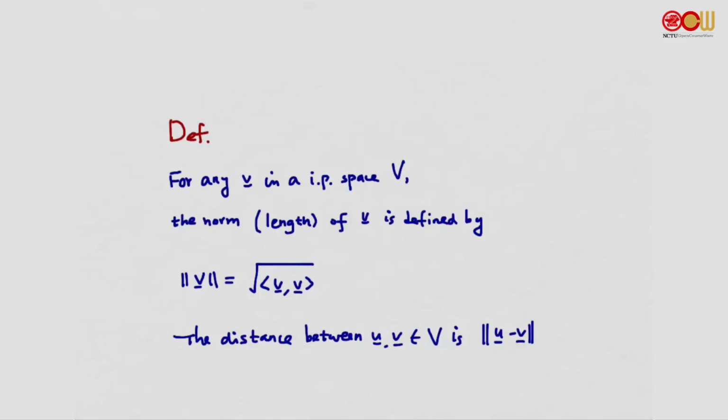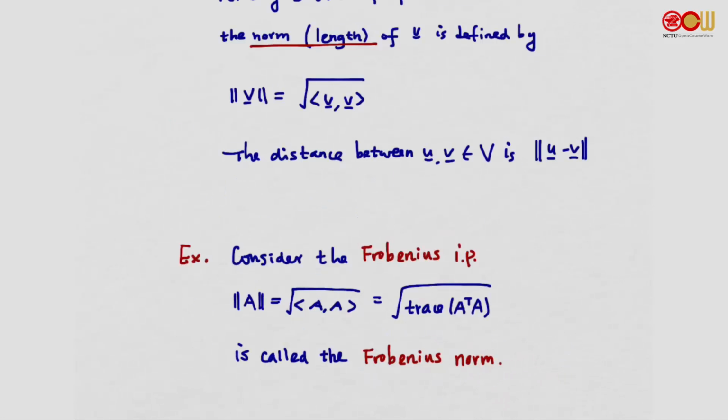With the inner product, now we can define the norm of a vector V. It's defined as the square root of the inner product of V and V. The distance between any two vectors U and V is the norm of their difference. When we use the Frobenius inner product, the norm is called the Frobenius norm.